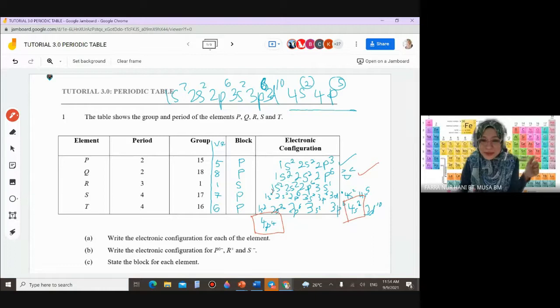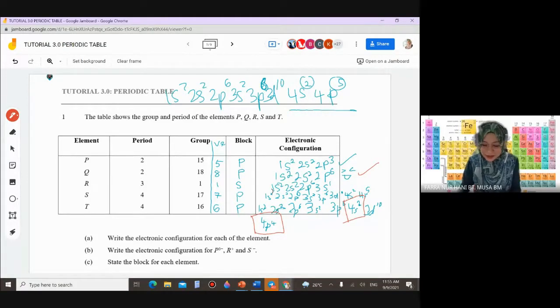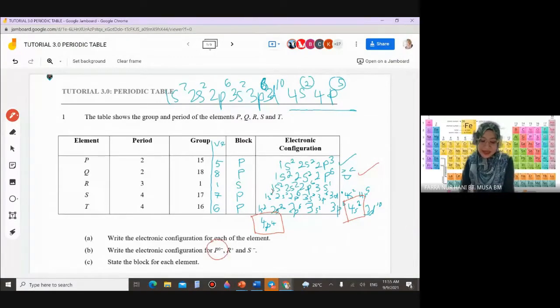Faham ke tu? Zaid mana Zaid? Oh Zaid. Madam. Zaid. Faham ke? Faham. Zaid cuba jawab ni. Write the electronic configuration for P3 minus. Apa dia punya electronic configuration?